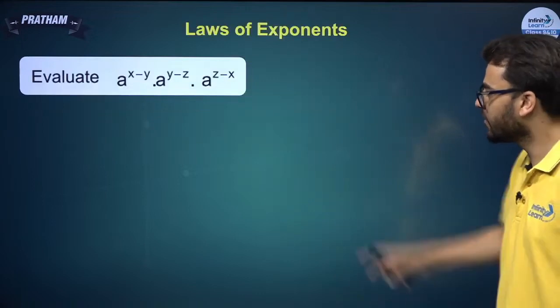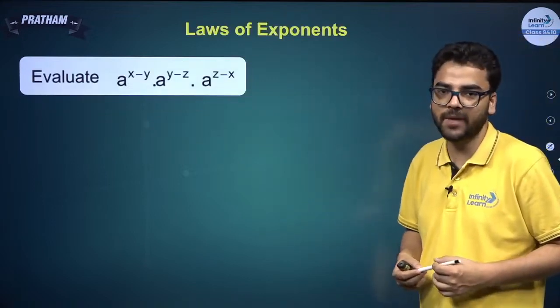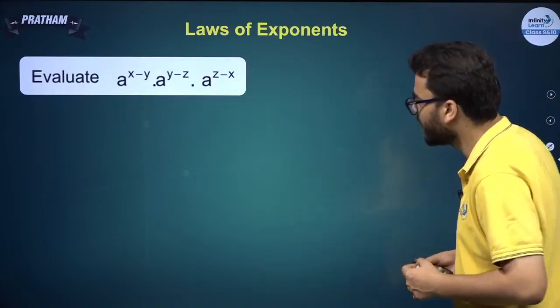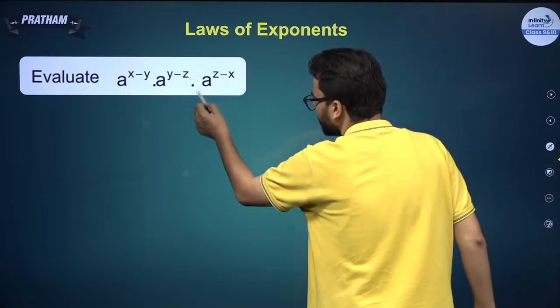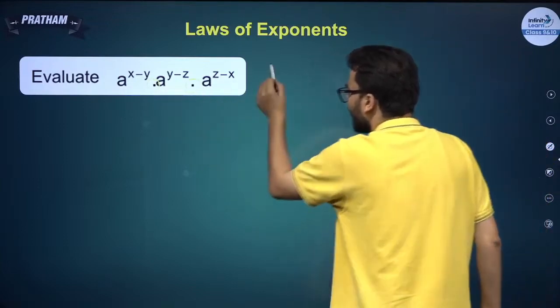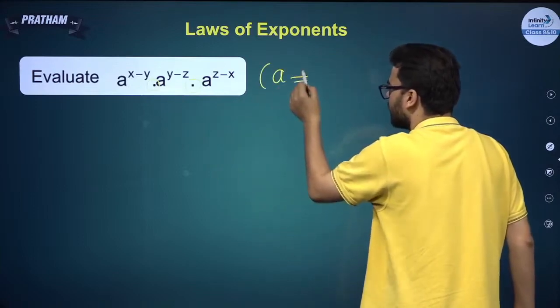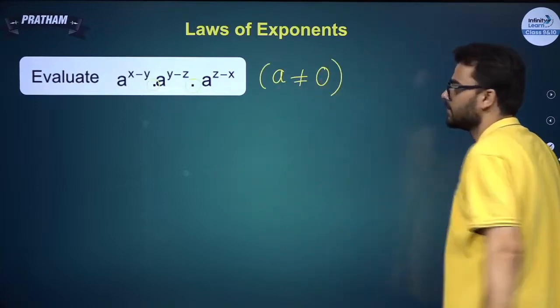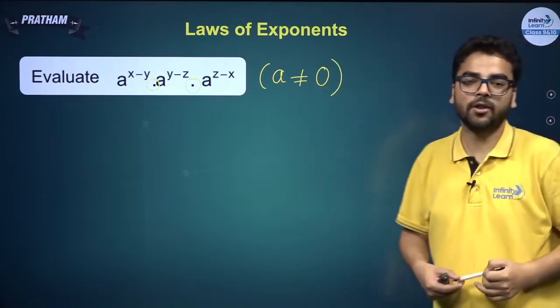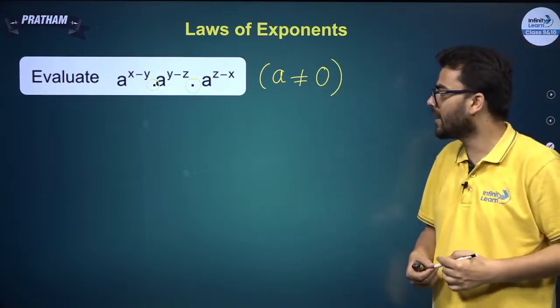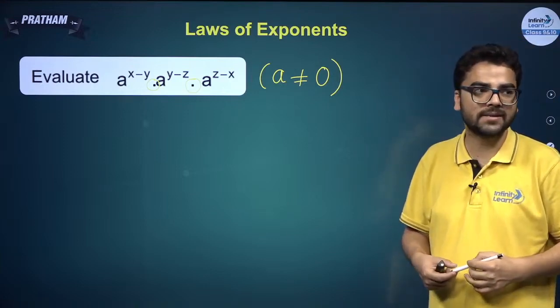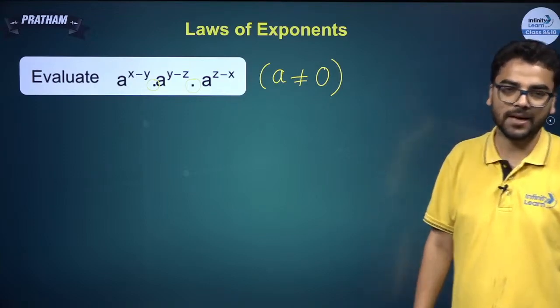Try doing this one. You have to find the value of this expression: a raised to the power x minus y, a raised to the power y minus z into, see, this is multiplication. These are into only. And a is not equal to 0. Can you find the value of this thing? A raised to the power x minus y, a raised to the power y minus z, and a raised to the power z minus x over here. Yeah, it's a simple question.